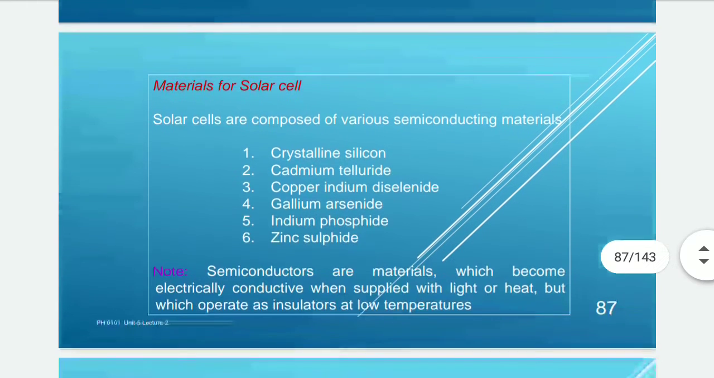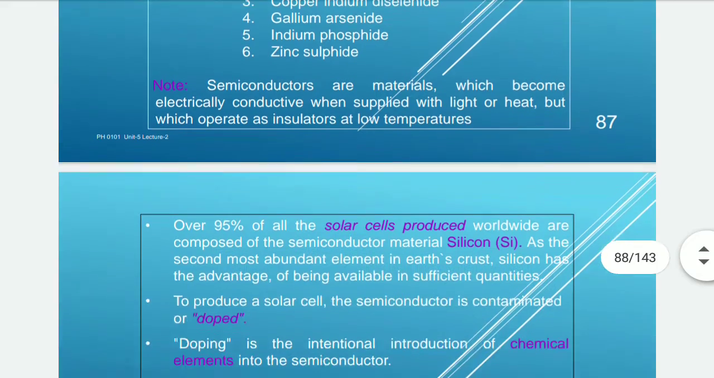Materials of solar cells are composed of various semiconducting materials: first crystalline silicon, second cadmium telluride, third copper indium diselenide, fourth gallium arsenide, fifth indium phosphide, or sixth zinc sulfide. Note, semiconductors are materials which become electrically conductive when supplied with light or heat, but which operate as insulators at low temperature.